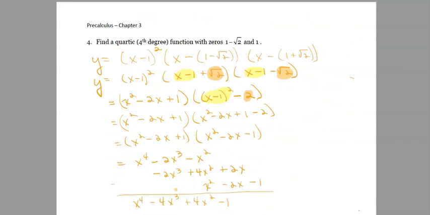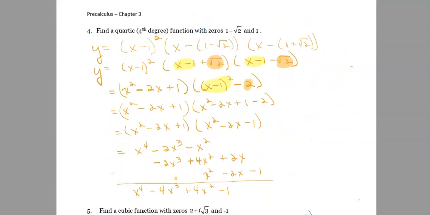Okay, so now they say, notice, we've bridged you away from pictures. There's no picture. It says find a quartic, that's the fourth degree function, with zeros 1 minus radical 2 and 1. Okay, it has to be fourth degree. They have to give you all the information. You can't make up another zero. So therefore, this root of 1 must be a double root, because otherwise I'm not going to get 4 roots.